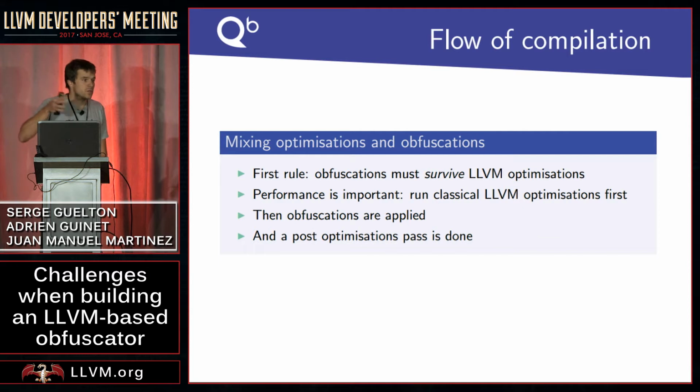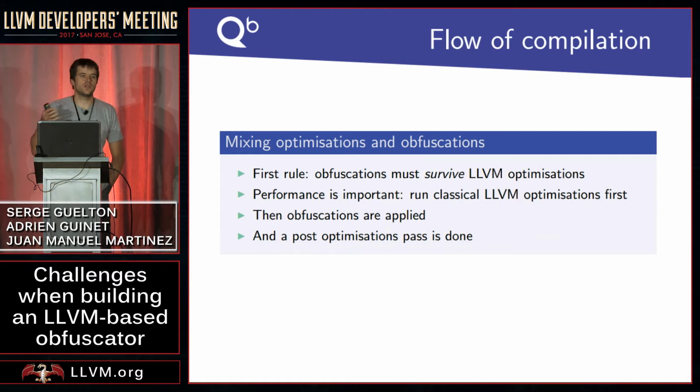If you just split a constant and state that's an obfuscation, that's not the case, because any further LLVM optimization will just constant propagate it and it will disappear. So first rule, when you write an obfuscation, it must resist any LLVM optimization. And then performance is still important. So first run the optimization and then run the obfuscation.